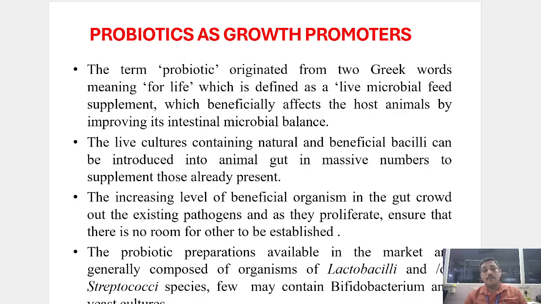Now, another important point is how it enhances the immune function of the animal. Number one, it is going to alter the innate and adaptive immune response. How is it going to alter the innate and adaptive immune response? Under innate, it induces the production of interleukin 10 and TGF beta. These are important cytokines which play an important role in controlling the innate immune system.